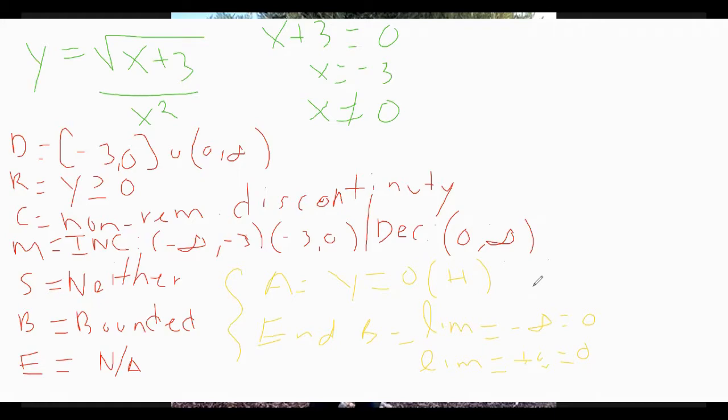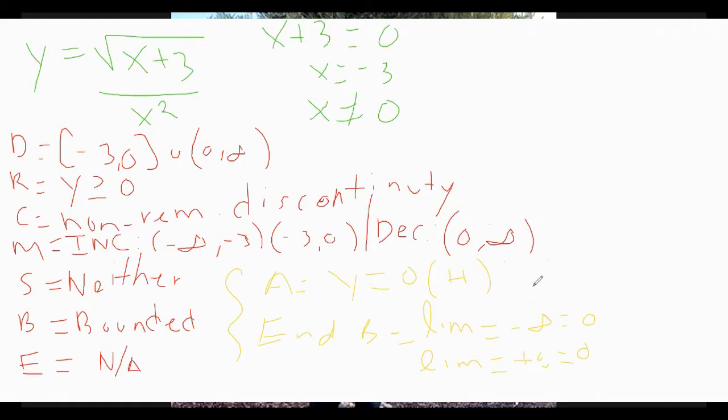So you use interval notation to write them, increasing and decreasing. Now symmetry is basically, it can either be odd, even, or neither. In this case, it's neither because it can't be even. Even is when you can reflect the graph across the y-axis, and you can't do this on this particular one.